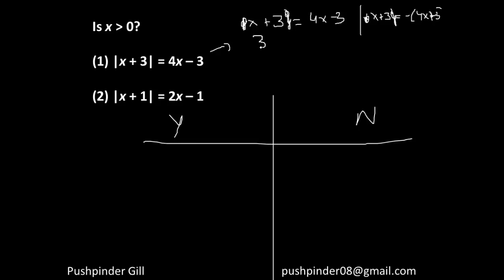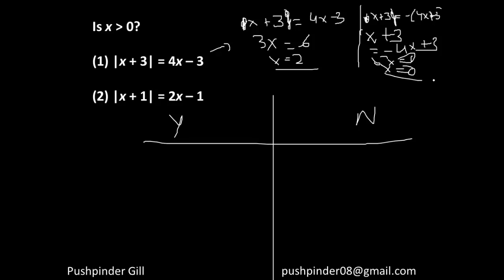So I can say that 3x, this goes this side, is equal to 6 and x is equal to 2. That is one value. Or I can say that x plus 3 is equal to negative of 4x plus 3. That means 5x is equal to 0, x is equal to 0. So x is equal to 2 and x is equal to 0. These are the two values that I should be trying.